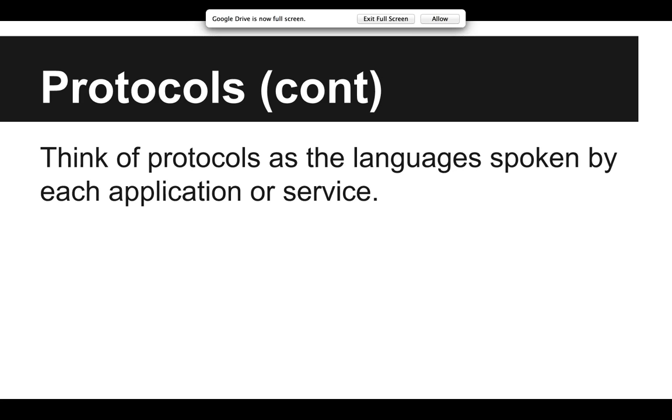Same way you might speak Spanish or French, one application doesn't necessarily speak the other application's language, right? So you can use things like Microsoft Excel. You might be able to open certain types of documents, like a CSV, because it speaks that language, or an XLS or an XLSX. And there's some other formats that it will open. But each one of those protocols is usually tied to an application or a service or a process. So just keep all of that in mind. Does that make sense to everybody?